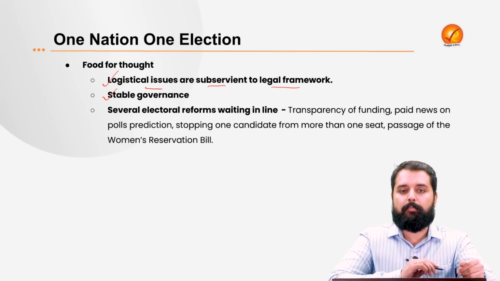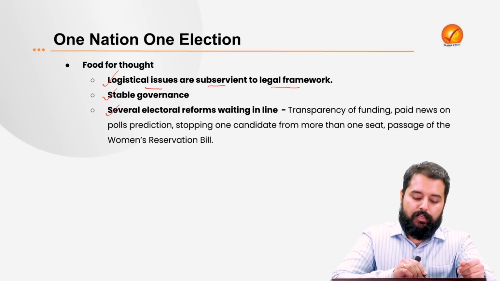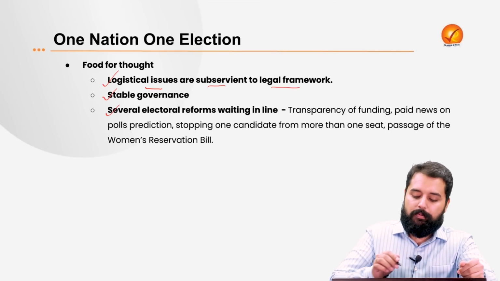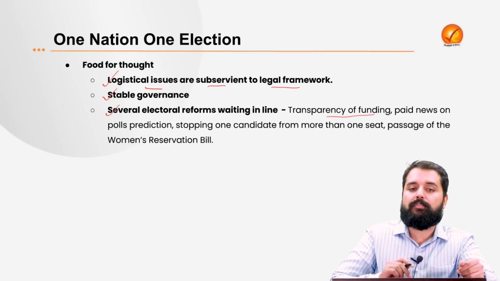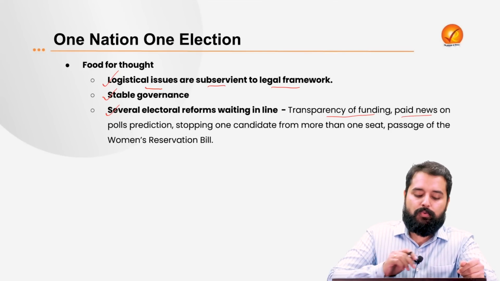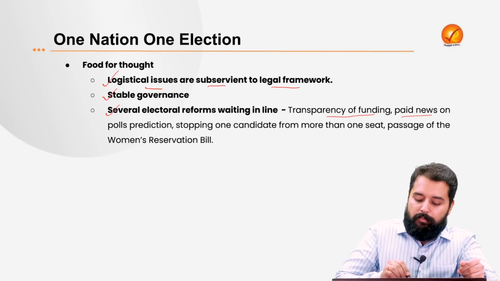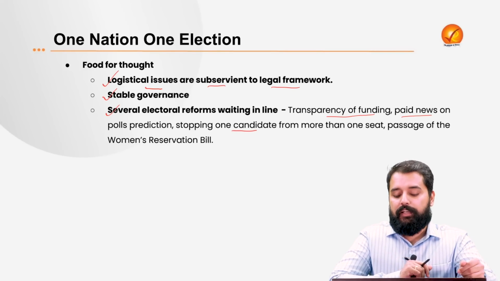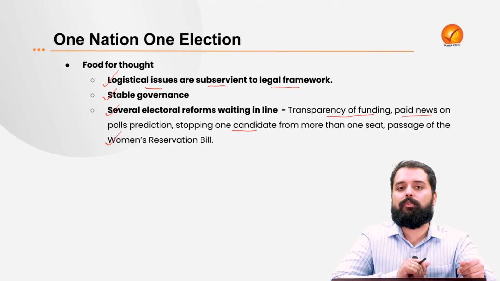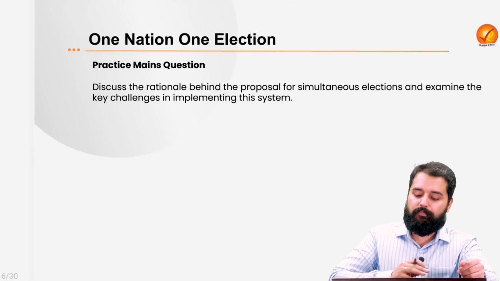we do need a stable governance, but there are certain other electoral reforms also which are pending in line. For example, we need to ensure transparency of funding in the elections. We need to ensure that paid news is curbed. We need to make sure that one candidate does not contest from more than one seat, and the women reservation bill, etc. Such reforms need to be passed first.